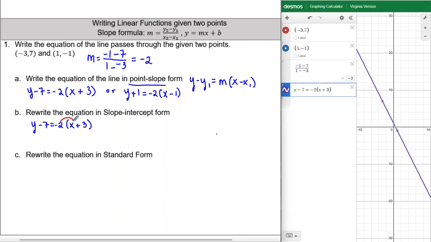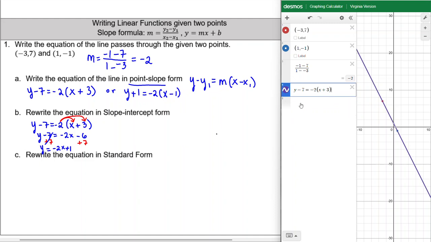To rewrite it, we're going to get rid of the parentheses by distributing the -2 first. So you have y minus 7 equals -2x minus 6. And then just bring the 7 over. You just want y by itself. So we're going to add 7 on both sides. Add the like terms. So you're going to have y equals -2x, -6 plus 7 is +1. And there you go. That's my equation.